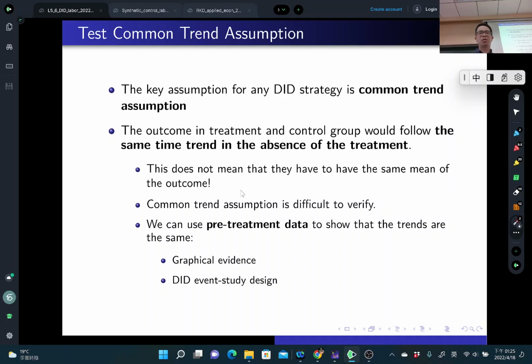Okay. So we can use pre-treatment data to show the trends are the same, because before the treatment happened, both treatment group and control group have not received any treatment. So this satisfies the condition of absence of the treatment. So you can just look at the outcome trend before treatment happened for the treatment group and control group to see whether they have very similar trend or not, to verify this assumption.